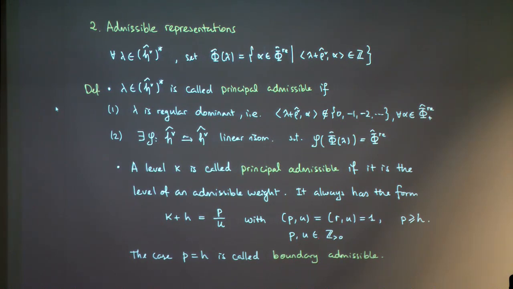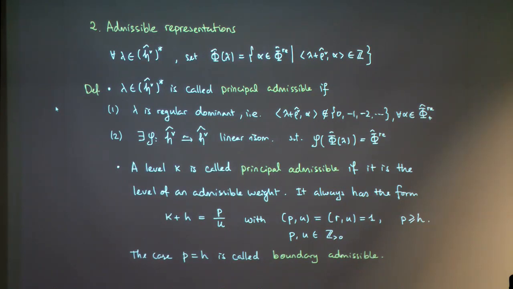algebra. So basically, the r here is 1 for type ADE, it's equal to 2 for type BCF, and it's equal to 3 for G2. This is also important. And then you ask p to be bigger or equal to the dual Coxeter number h. Okay. So these are the only cases where you have admissible weights. And the case where p is actually equal to h is called the boundary admissible situation. Okay, so this will be the case I'll be interested in.